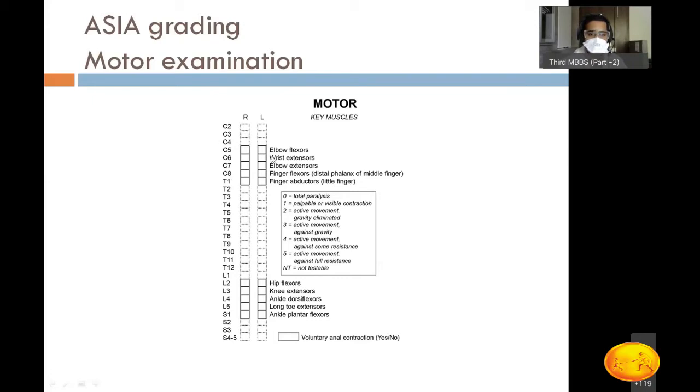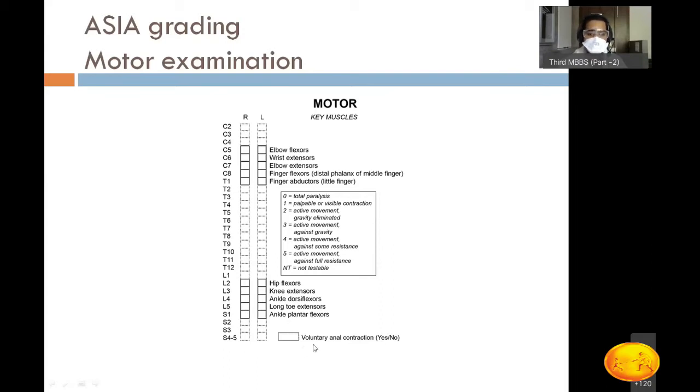So upper limb we have discussed from C5 to T1. Similarly, lower limb is from L2 to S1. L2 is hip flexors. L3 is knee extensors. L4 is ankle dorsiflexors. L5 is long toe extensors. And S1 is ankle plantar flexors.